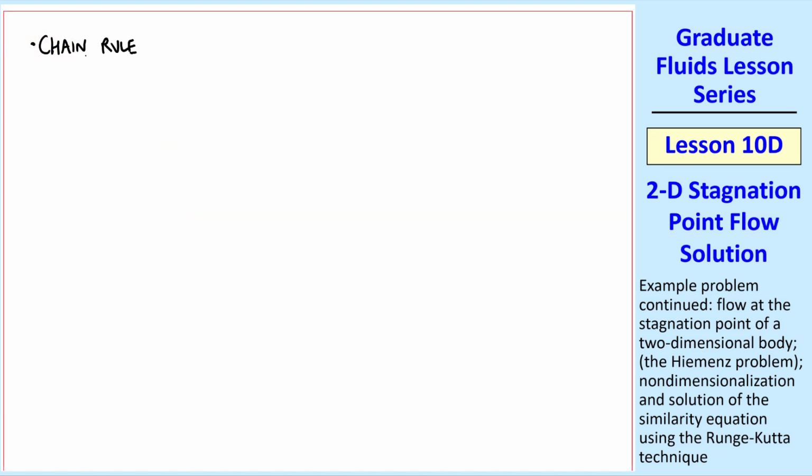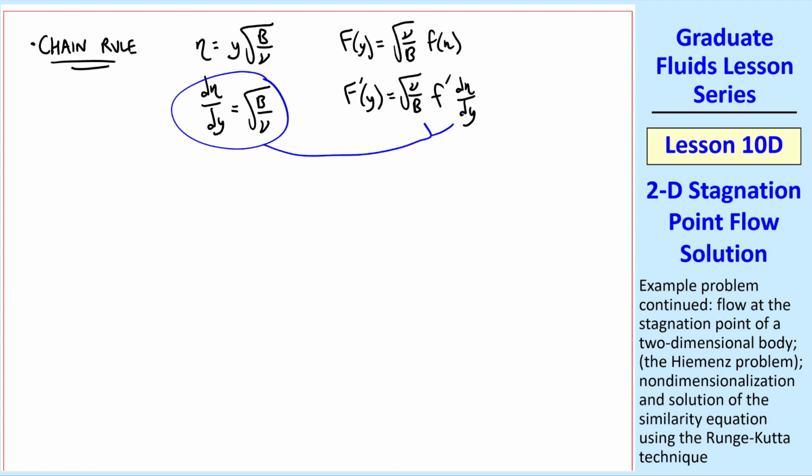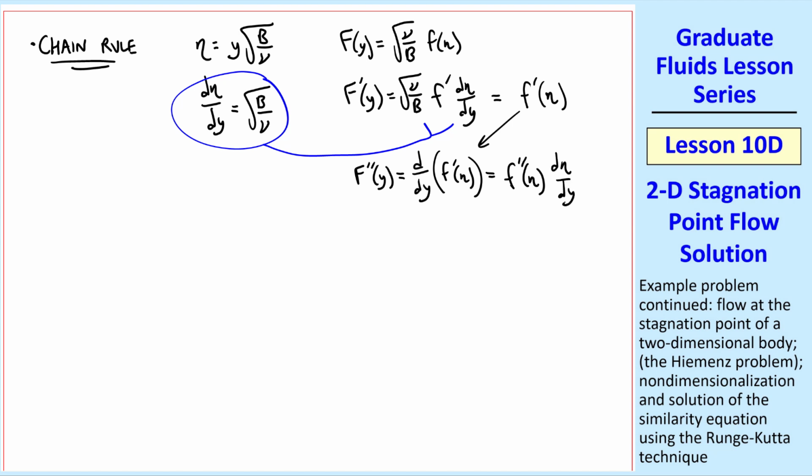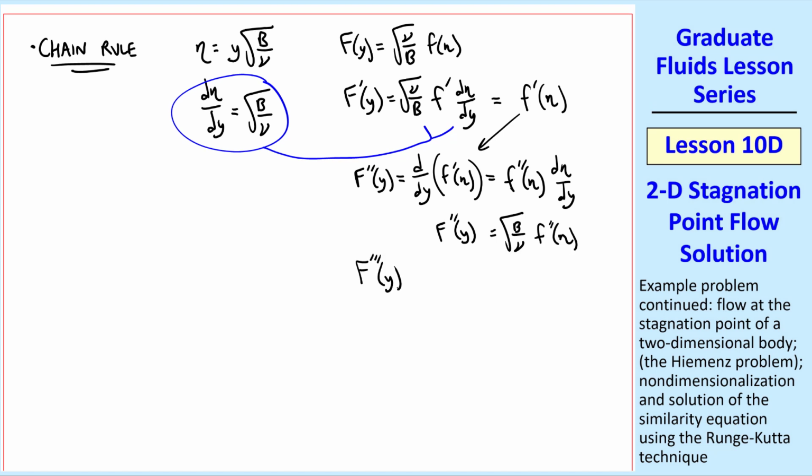Well, as we've seen before, this involves application of the chain rule. Since eta is y square root of b over nu, d eta dy is just square root of b over nu, and F of y is square root of nu over b f of eta. Therefore, capital F prime of y is square root of nu over b, that's just a constant, times f prime times d eta dy. But d eta dy, when plugged in, gets rid of the square root of nu over b, so this simply becomes f prime of eta. Similarly, F double prime of y is d dy of f prime of eta, which is f double prime of eta, d eta dy. And again, we apply this so that F double prime of y is square root of b over nu, f double prime of eta. Doing this one more time, we get another square root of b over nu. So F triple prime of y is b over nu, little f triple prime of eta.